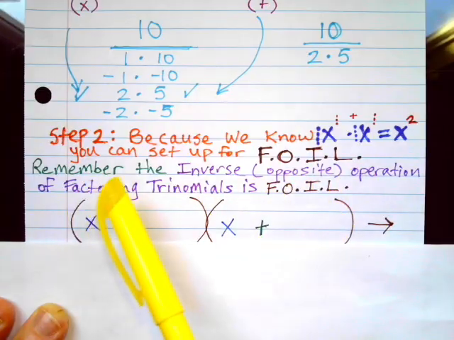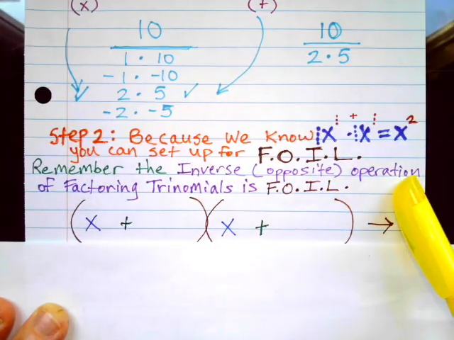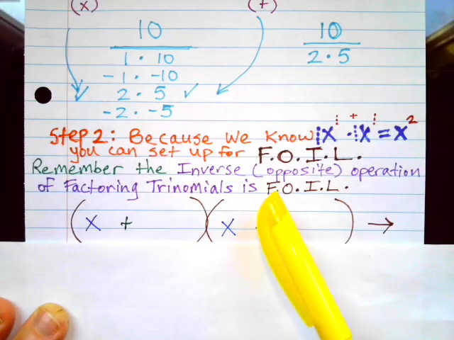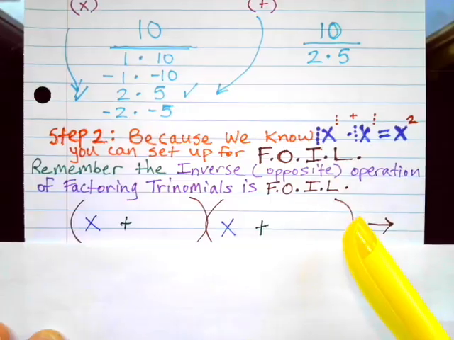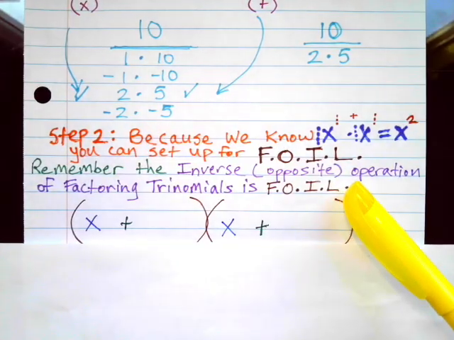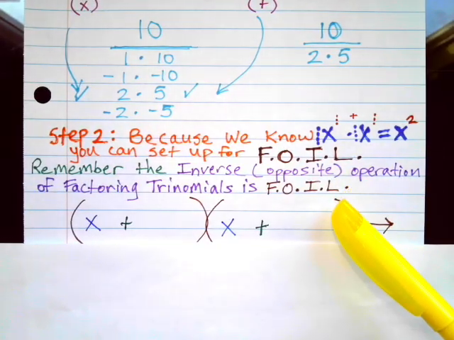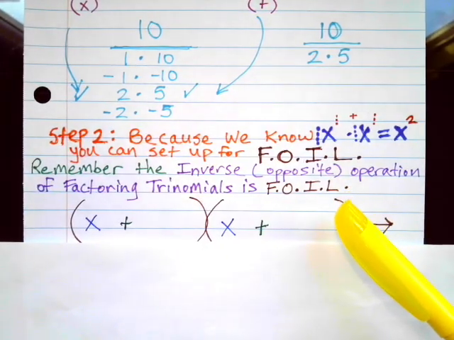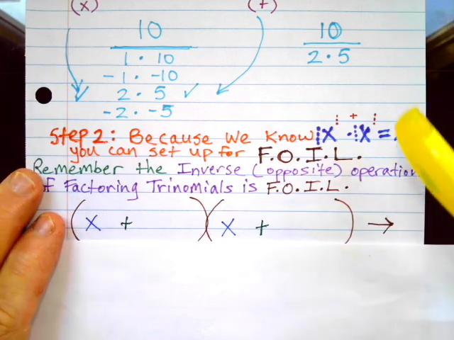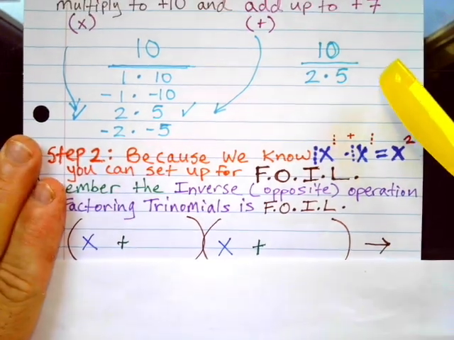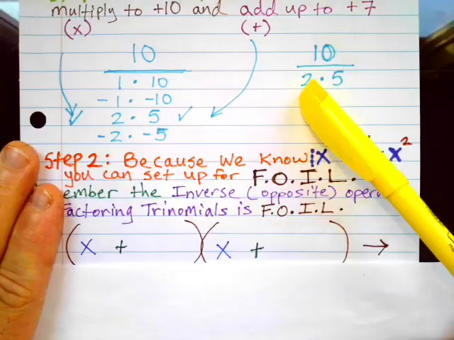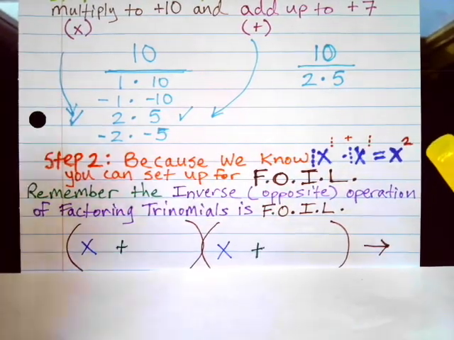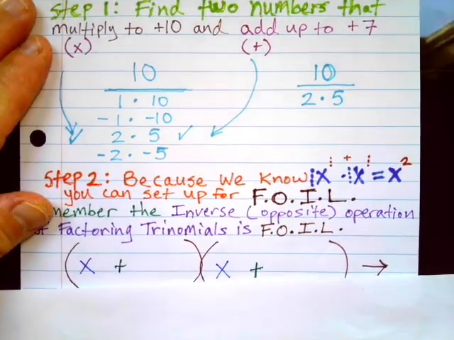All right, so you remember FOIL is the inverse or the opposite operation of factoring trinomials, right? You should think of it as reverse FOIL, right? It's coming up with those terms that you're going to FOIL, because once you perform the FOIL, you're checking your answer. So I know, let me bring this down a little bit. I know 2 times 5 is 10 and 2 plus 5 is 7. Remember, that was my middle term. I'm going to bring it down here.